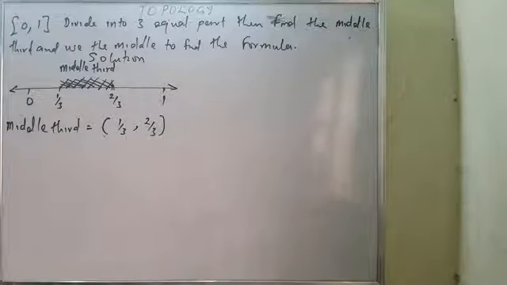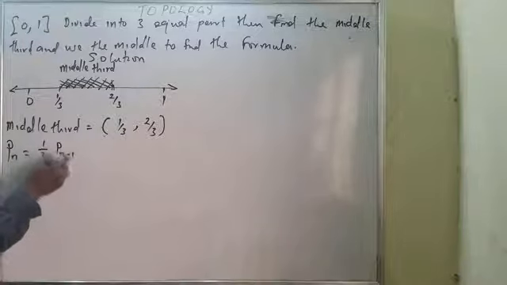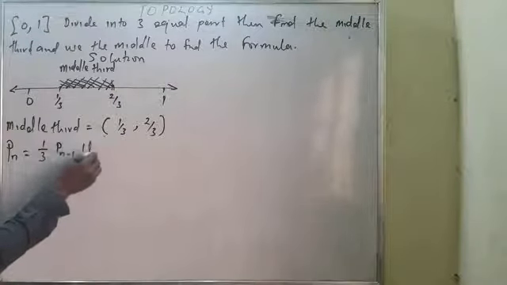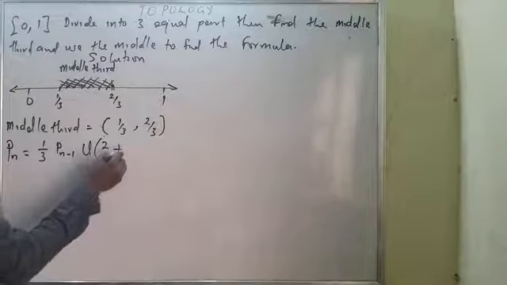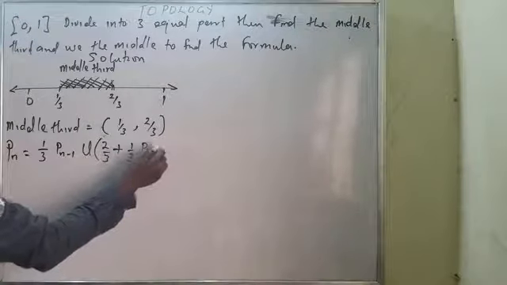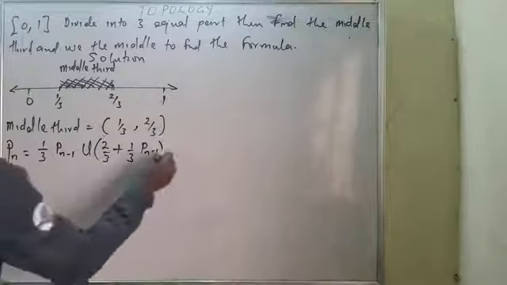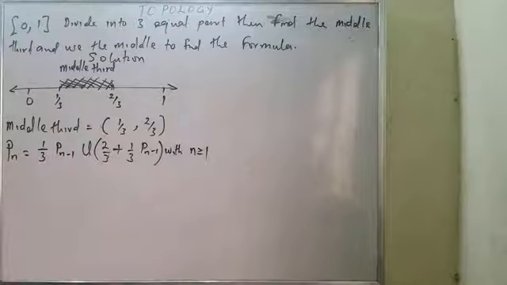Now, if I'm asked to find the formula, this is going to be the formula. Take note of this very well. P of n equals 1 all over 3, that is the lower part of this, P of n minus 1 union 2 all over 3 plus 1 all over 3 P of n minus 1 close. Now, with n greater than or equal to 1, take note of that.